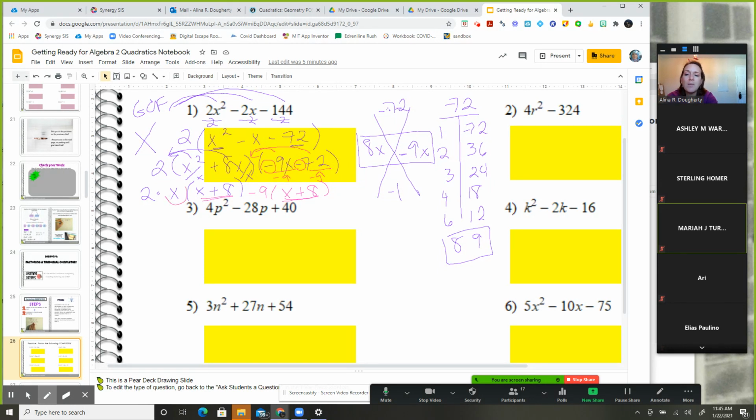And then my greatest common factor the first time was the x, and the greatest common factor in the second set of parentheses was the -9. So those are going to go together. I keep that 2 on the outside, and then I do x minus 9. That's these guys. The x, that's the greatest common factor, and the -9, that's the greatest common factor. They go in one set of parentheses, and then you combine the x plus 8. This is my final factored form.